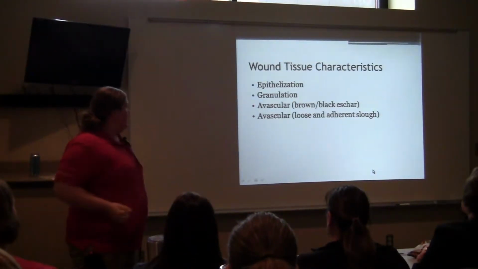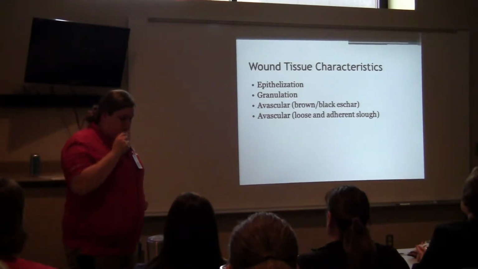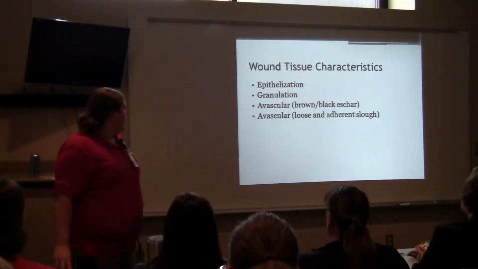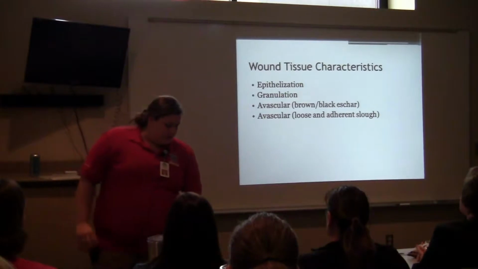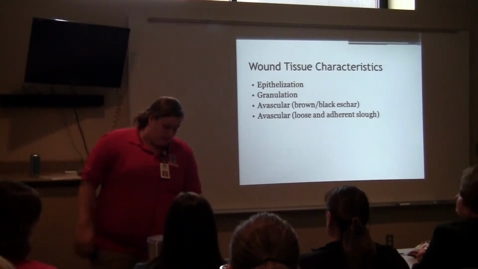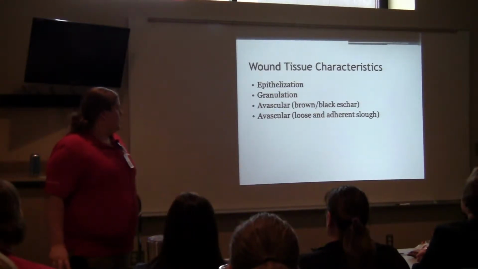So I'm just going to go through a little bit of basics of wound tissue, and then we're going to do a little bit on treatment, and then just some little facts or pearls about wound care. So first thing is just different types of wound tissue. The 4 that we're going to look at are epithelialization, granulation, and avascular tissue, both eschar and slough.